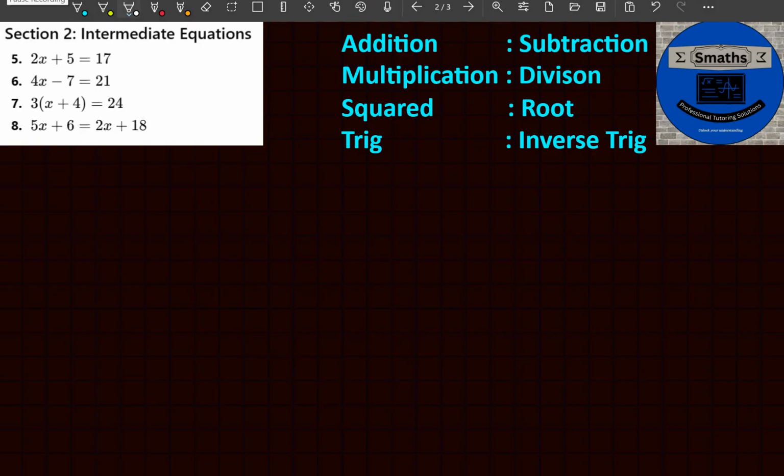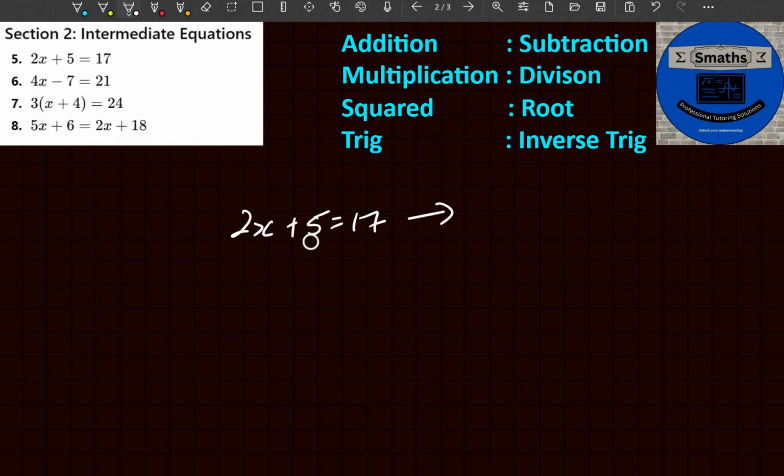Let's ramp up the intensity with section 2. The first question, number 5, says that 2x plus 5 is equal to 17. Same process, we need x isolated by itself. So I would first get rid of this 5. Now, we could have first divided by 2, but that would make the equation a bit more complicated. Let's do it so we would see why we need to minus 5 first.